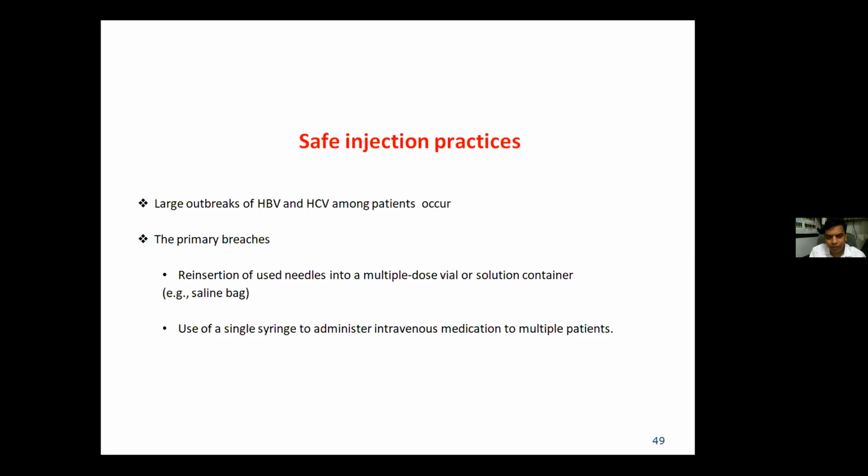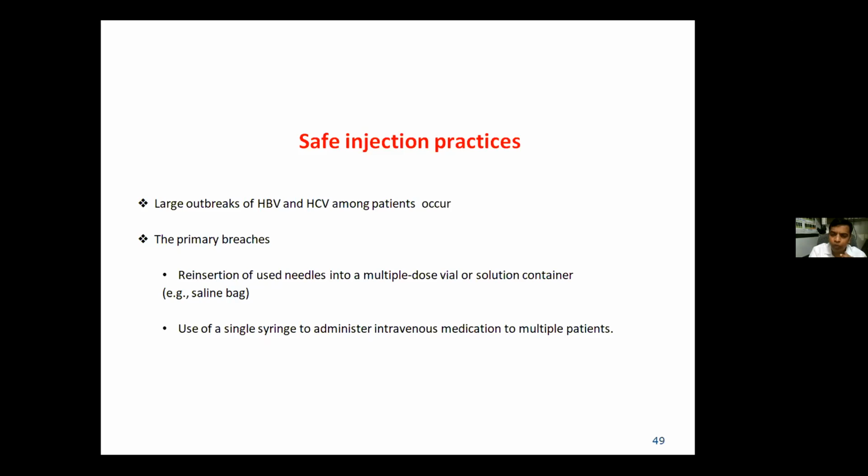We have to follow proper safe injection practices to prevent transmission of these blood pathogens. What are those measures? Reinsertion of used needles into multiple dose vials or solutions should be avoided. The principle is one needle, one syringe, only one time. Even for the same patient multiple times, the same needle and syringe should be avoided, and never for other patients. So the one needle, one syringe, one time protocol should be followed to prevent the transmission of HIV.